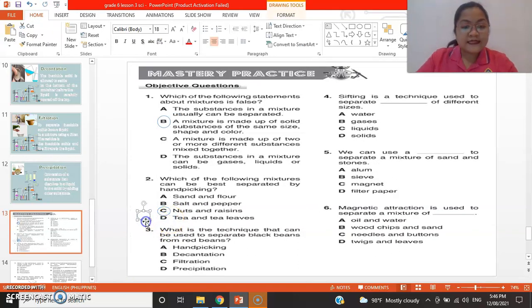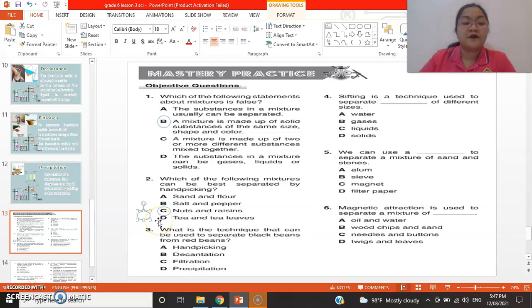Next, number 3. What is the technique that can be used to separate black beans from red beans? They have different color. So what are you going to use? Letter A, hand picking. Letter B, decantation. Letter C, filtration. And letter D, precipitation.